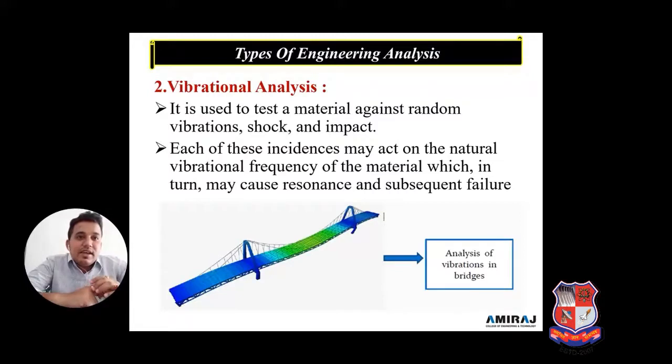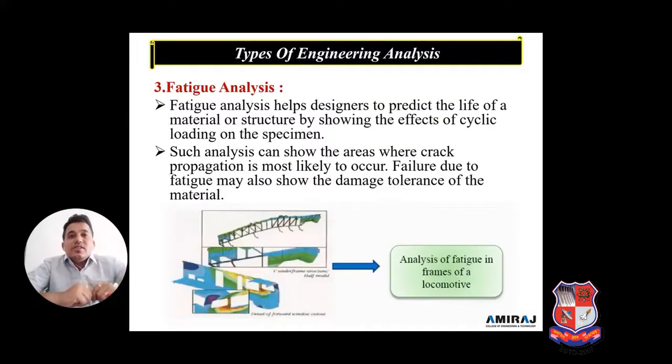The second one is vibrational analysis. We know that we get much vibration in a bridge, so here we have one example of vibration analysis in bridges. In a bridge, or any dynamic chassis body, or all rotary machines that have vibrations, we have to find out the vibration, shock and impact on the particular object. Another is fatigue analysis. In the FEM of locomotives, meaning any locomotive body or dynamic moving body, we want to find out the fatigue analysis.